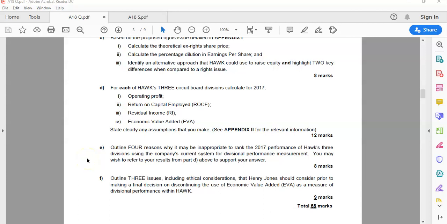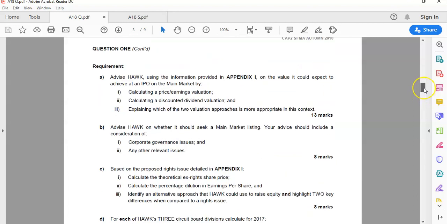In this recording, we're going to focus on divisional performance, which is an area of management accounting. Particularly, we're going to look at A'18 question 1, part D, E and F. So we'll have looked at A'18 question 1 already in terms of company valuations and stock market.